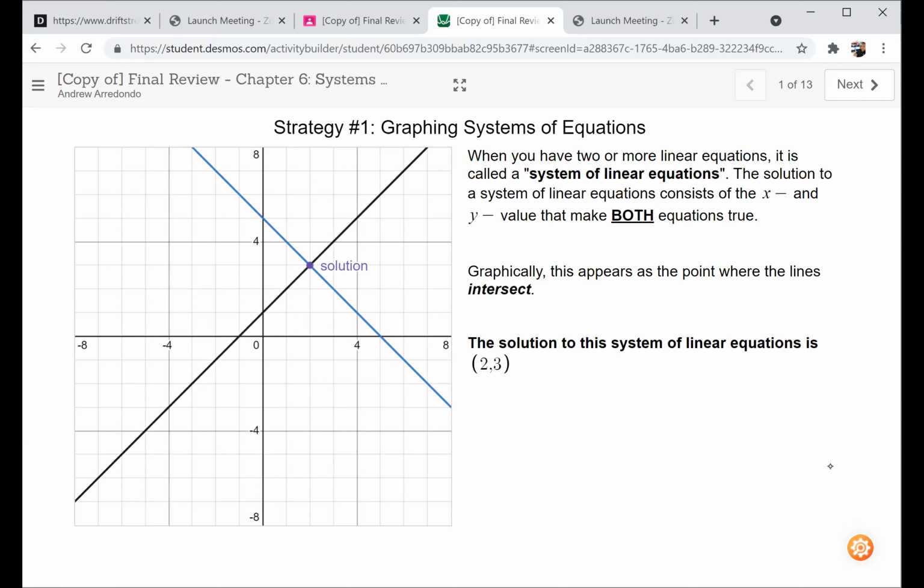Am I sharing it? Yes, good. When you have two or more linear equations, it's called a system of linear equations. The solution to a system of linear equations consists of the x and the y value that make both equations true. Graphically, though, this appears as a point where the lines intersect. Class, can you tell visually where they're intersecting? What's the coordinate of where they hit and intersected one time?